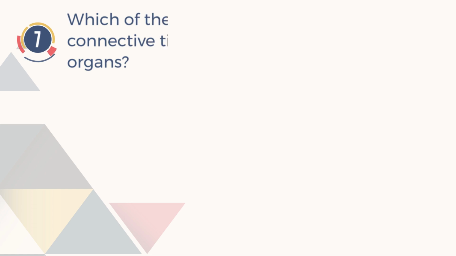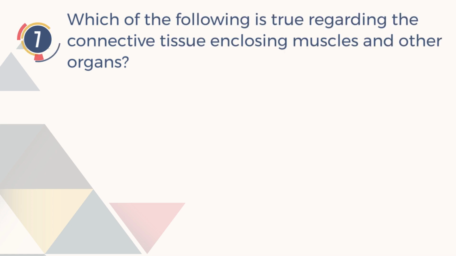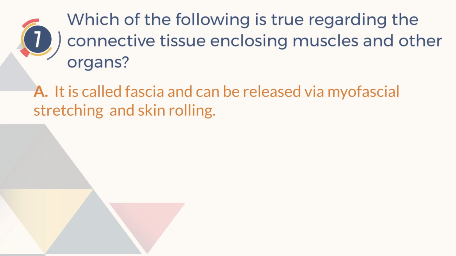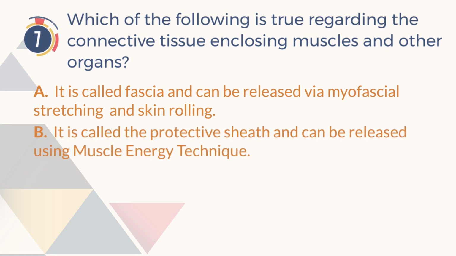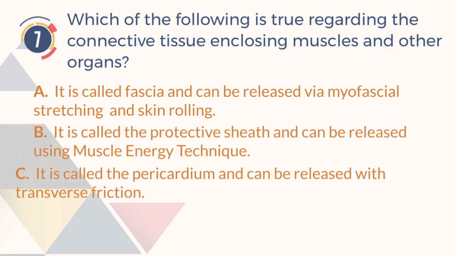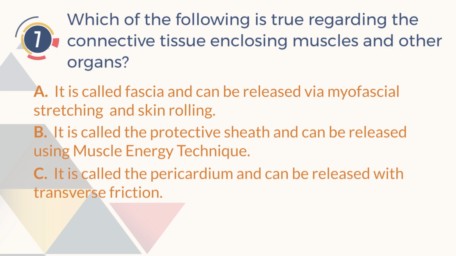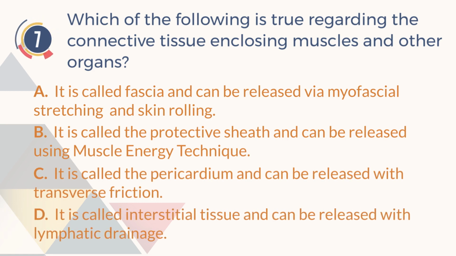Number 7. Which of the following is true regarding the connective tissue enclosing muscles and other organs? A. It is called fascia and can be released via myofascial stretching and skin rolling. B. It is called the protective sheath and can be released using muscle energy technique. C. It is called the pericardium and can be released with transverse friction. D. It is called interstitial tissue and can be released with lymphatic drainage. The answer is A. It is called fascia and can be released via myofascial stretching and skin rolling.